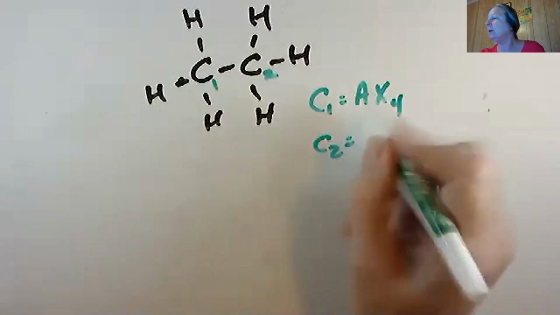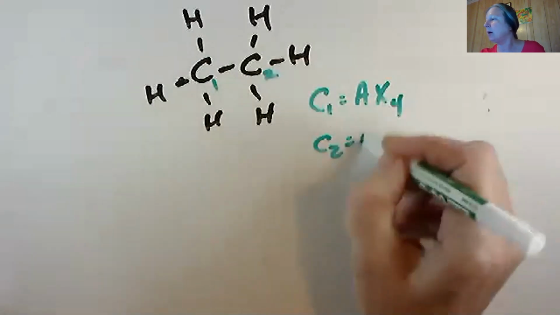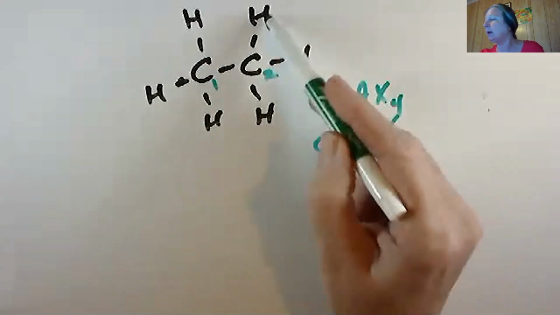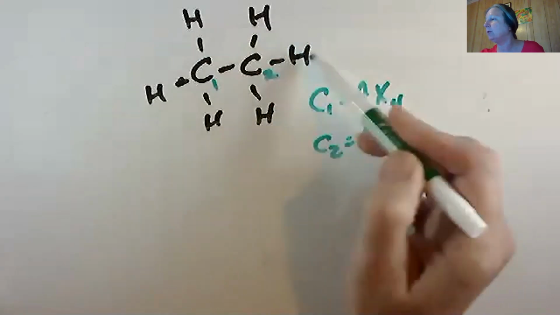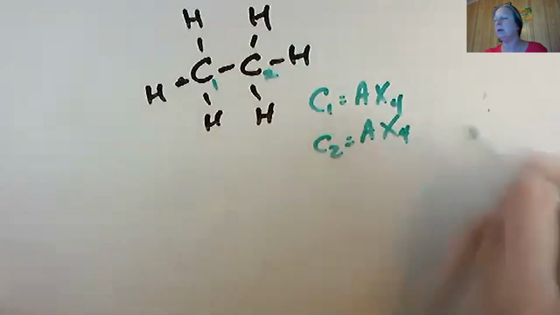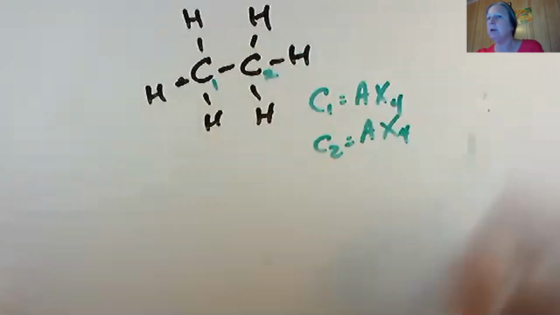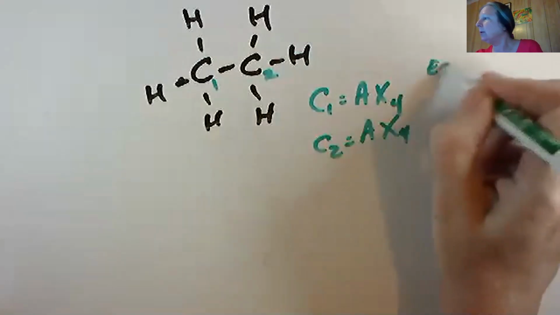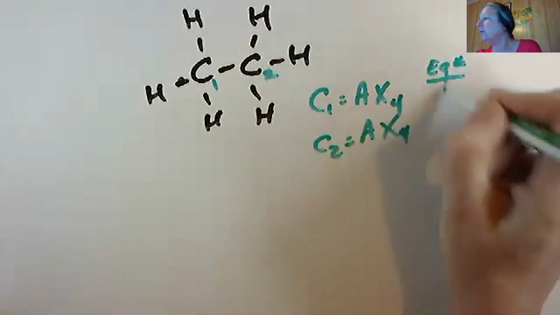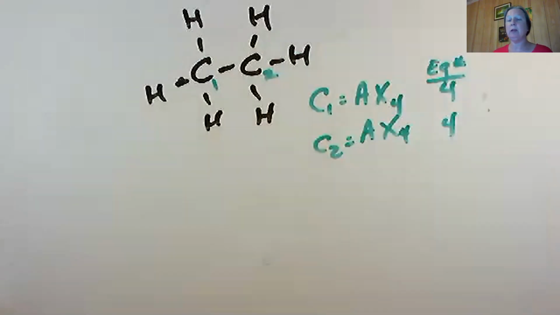For C2, A is for my carbon. X is for the number of atoms connected to it. We have 1, 2, 3, 4. There is no E. So they're the same. Your electron group number is 4 for each. That is the tetrahedral electron group arrangement. Let's go back to that slide a minute.